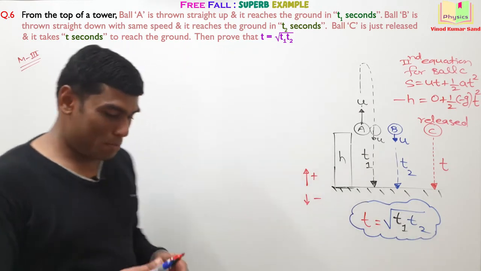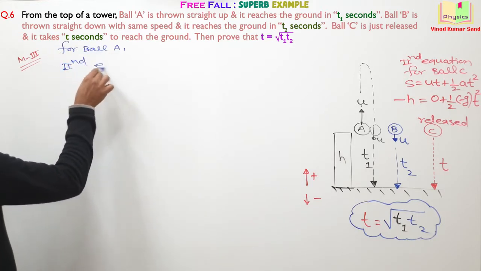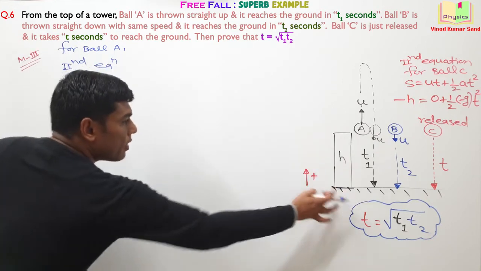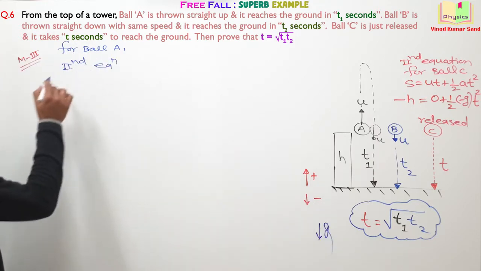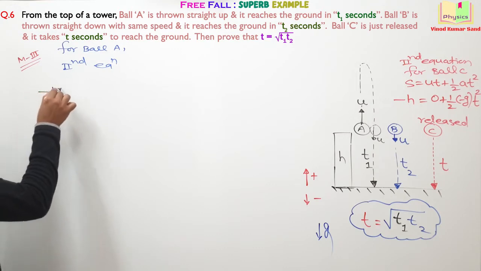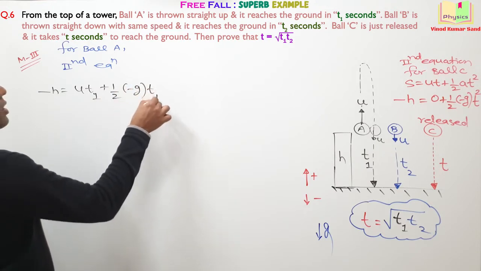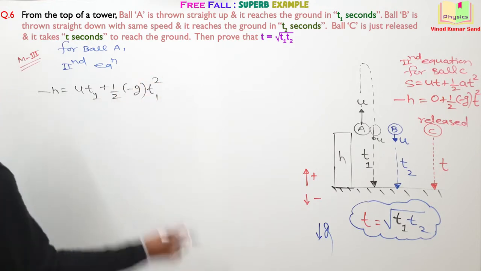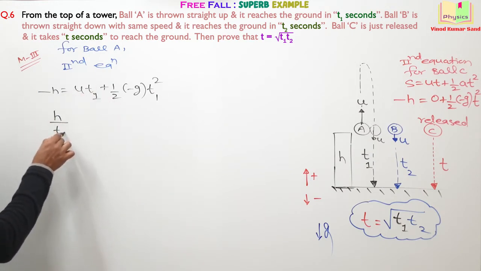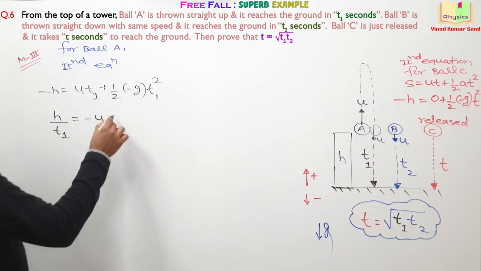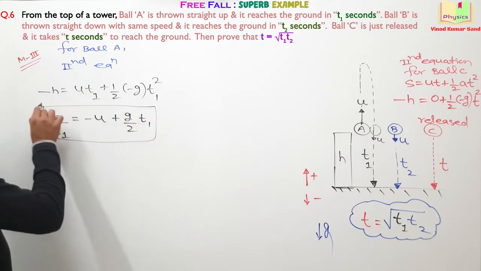Now, taking up the third method, for ball A, use the second equation of motion. What should we write then? Downward direction we are taking as negative, acceleration due to gravity is g. So it should be minus h is equal to u t1 plus half of minus g t1 whole square. Do you agree? So I am dividing by minus t1 on every side. So it is h by t1 is equal to minus u plus g by 2 t1. We call it equation number 1.